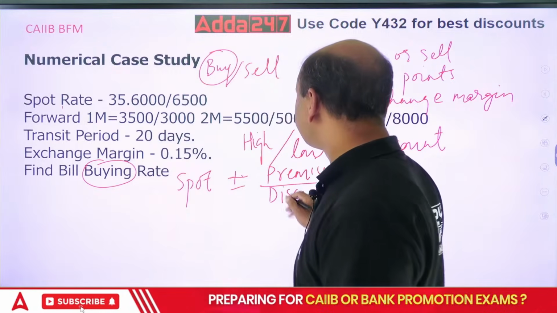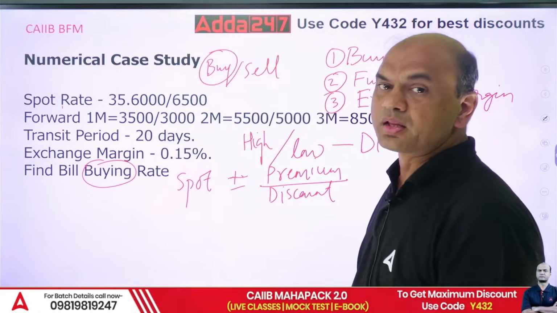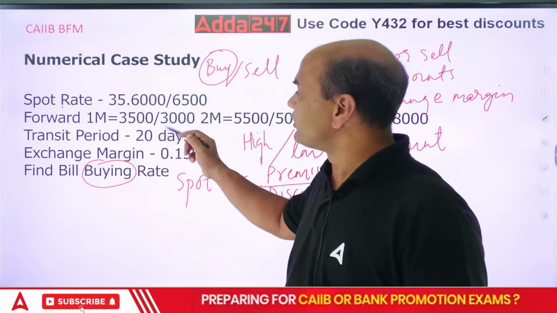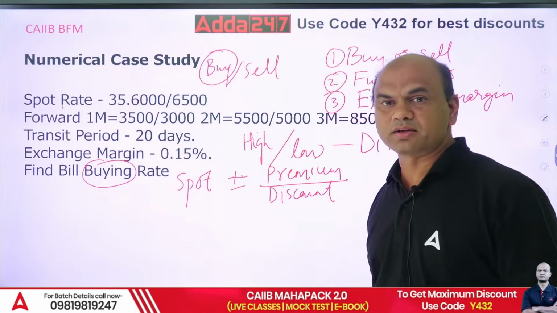So if it is premium, then you'll have to plus. If it is discount, then you'll have to minus. Now the only question which remains is, what will you take? Which one? 1 month, 2 month, 3 month. All the three are given. Which one will you take?